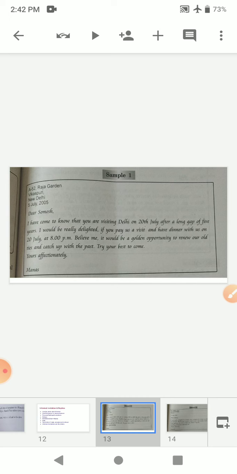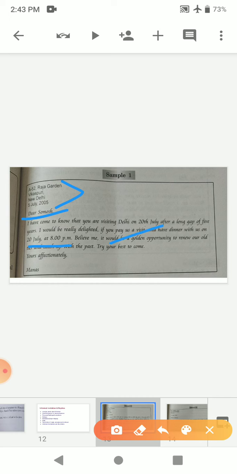Dear Somesh, I have come to know that you are visiting Delhi on 20th July after a long gap of 5 years. I would be really delighted if you pay us a visit and have dinner with us on 20th July at 8 p.m. Believe me, it would be a golden opportunity to renew our old ties and catch up with the past. Try your best to come. Yours affectionately, Manas. So, address is written here, salutation is here, and date and venue is being mentioned here.